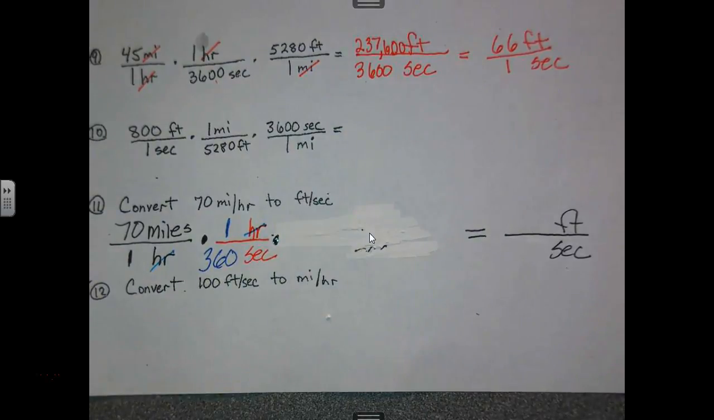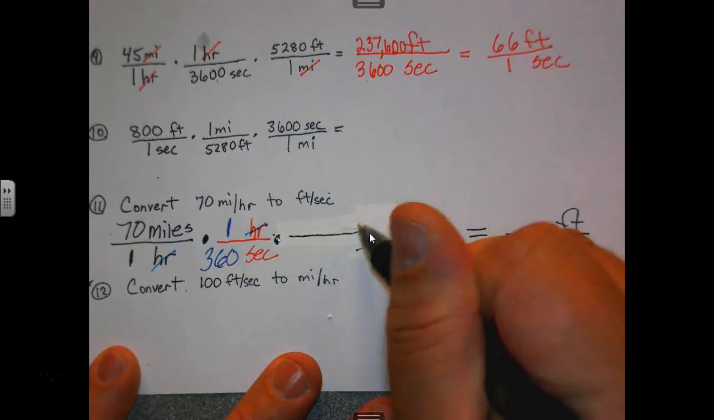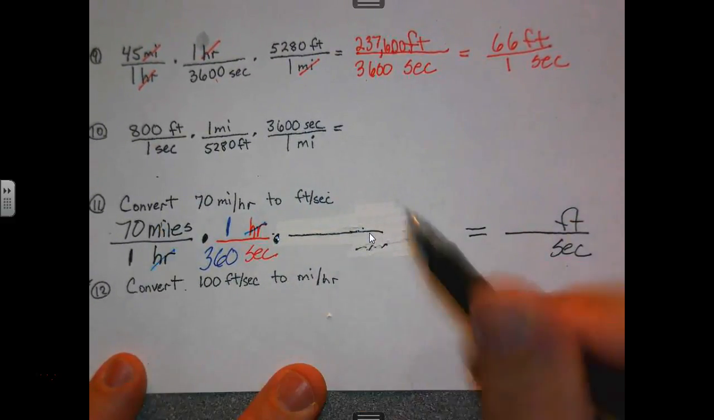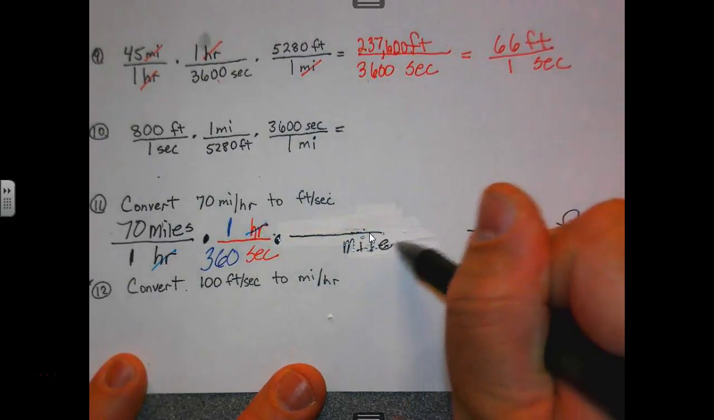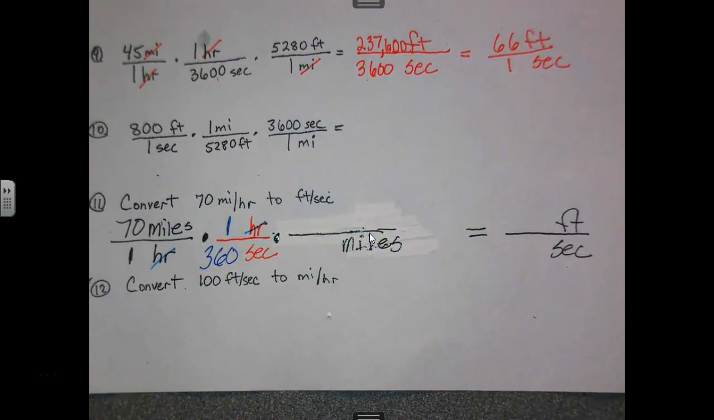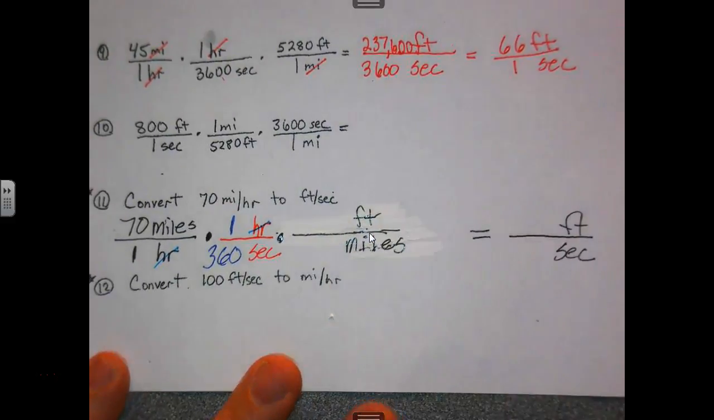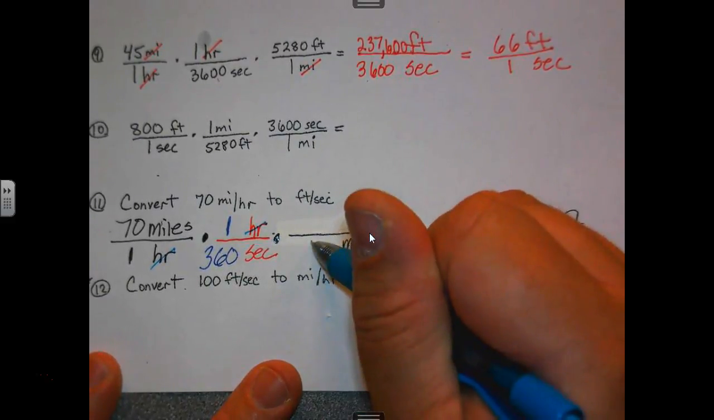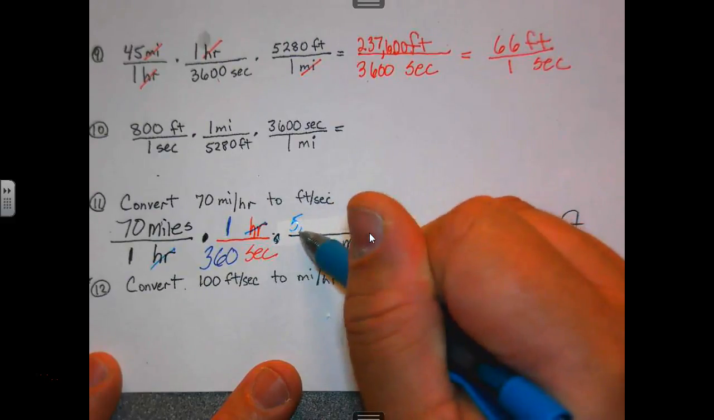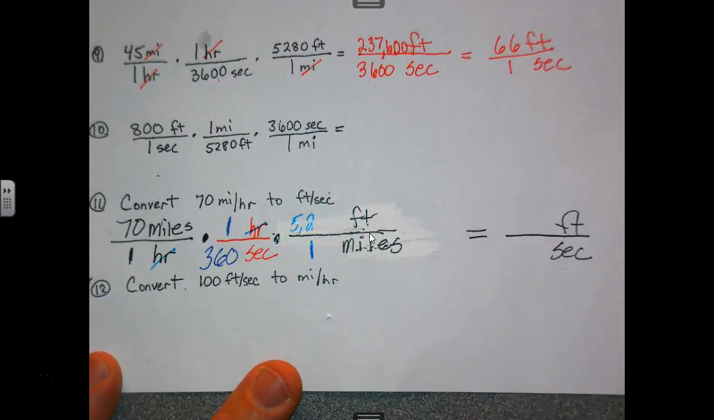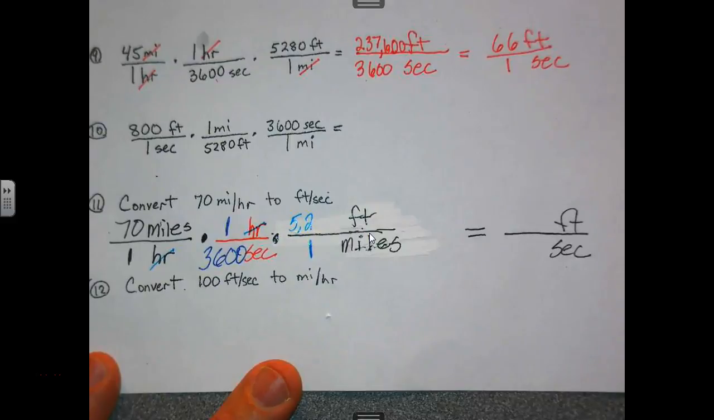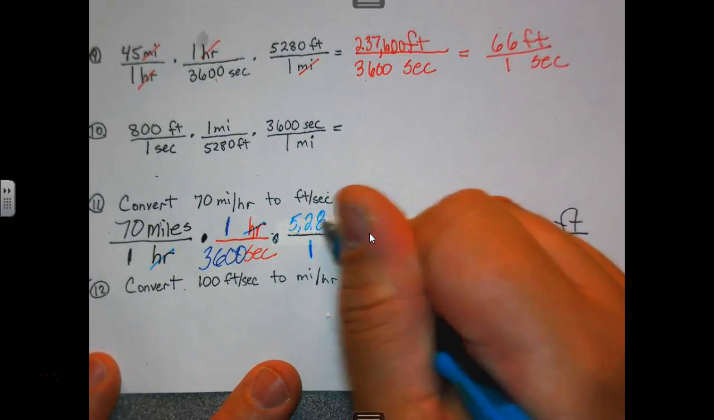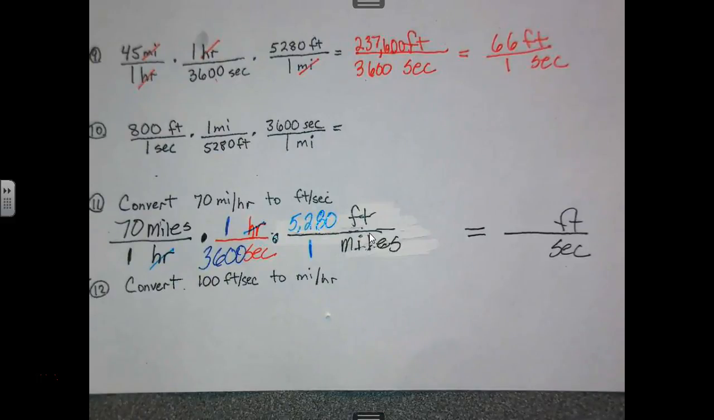Okay. Now we got to change miles to feet. So I'm going to have to get rid of the miles. So miles is going to go down here. And I want feet up here. So how many feet in 1 mile? Is it 3,600? 5,280 feet in 1 mile.